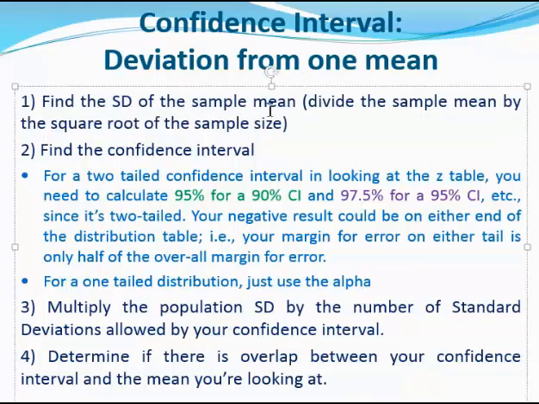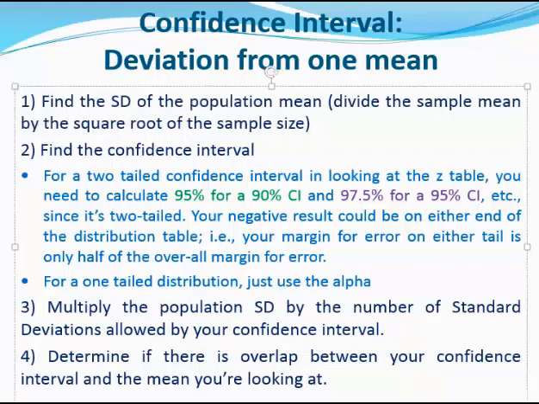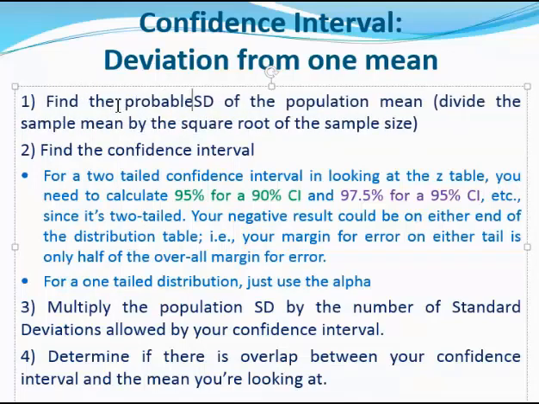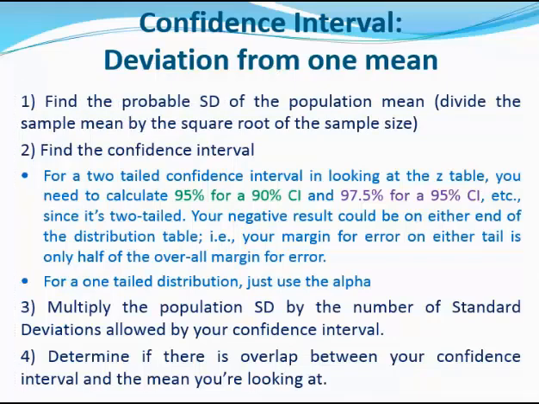I'm sorry, that's a mistake. You don't know the standard deviation of the population mean. Let me start over. Okay, first you find the probable deviation, the standard deviation of the population mean.